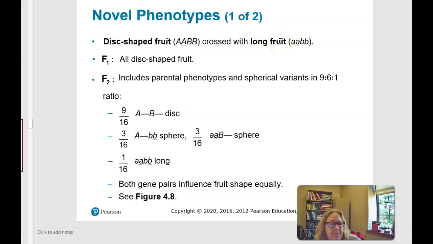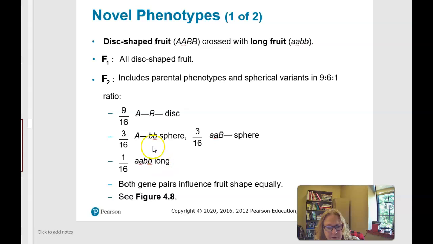So a disc-shaped fruit crossed with long fruit, all disc-shaped fruit, and then you have 9:3:1. And this is because of the influence here: if you have any A and any B, it's a disk. If you have any A and little b, it's a sphere. But also if you have little a and a big B, it's a sphere. This is a weird ratio. This is something where you'd have to really read the problem to see that this is happening. And then the totally recessive is just long.